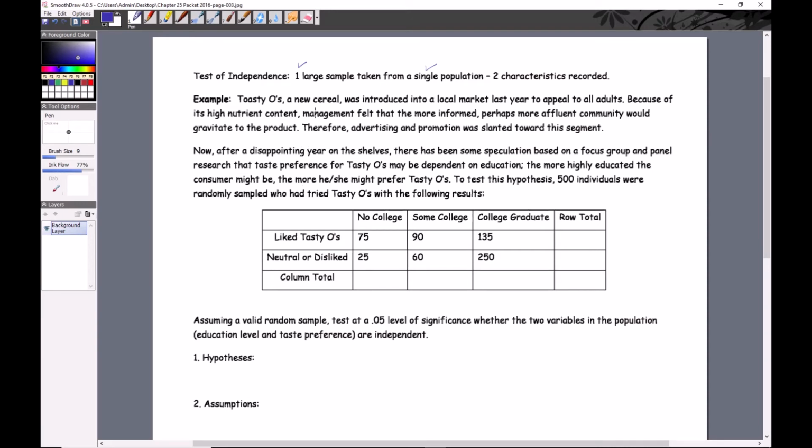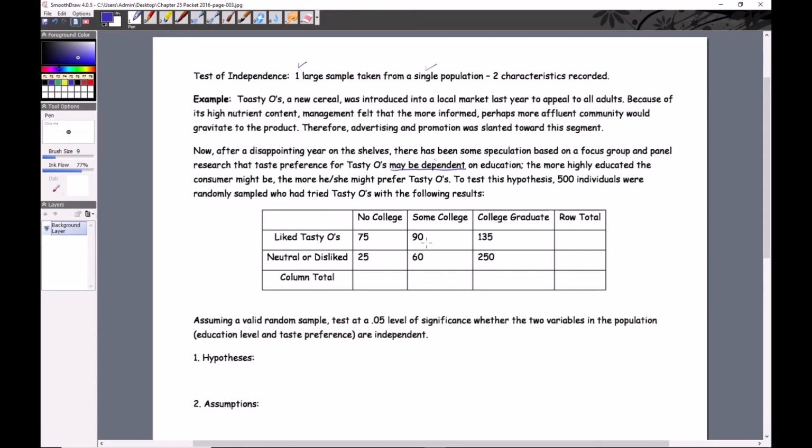Tasty O's, a new cereal, was introduced into a local market last year to appeal to all adults. Because of its high nutritional content, management felt that the more informed, perhaps more affluent community would gravitate to the product. Therefore, advertising and promotion was slanted toward that group. Okay, they had a disappointing year. They weren't expecting it. There's been some speculation based on a focus group and panel research that taste preference for Tastios may be dependent on education. All right, that's a chi-square test of independence.